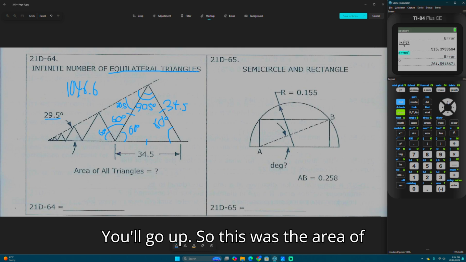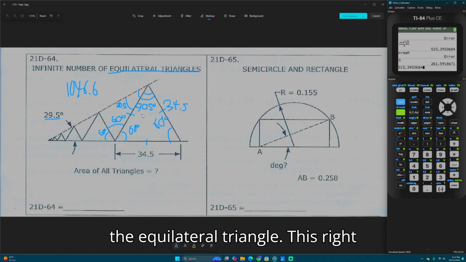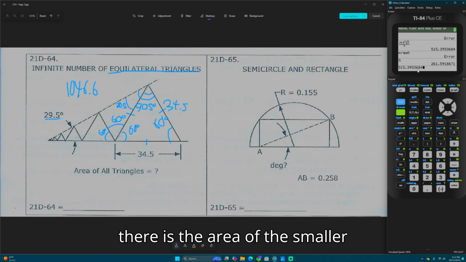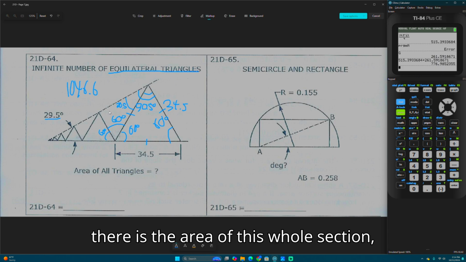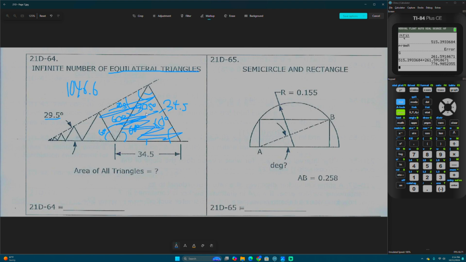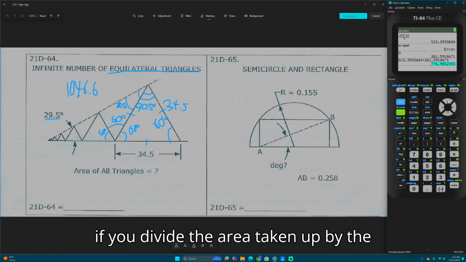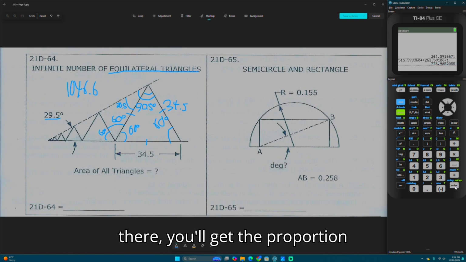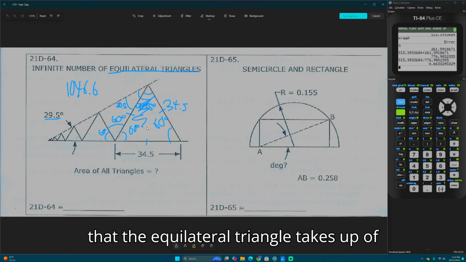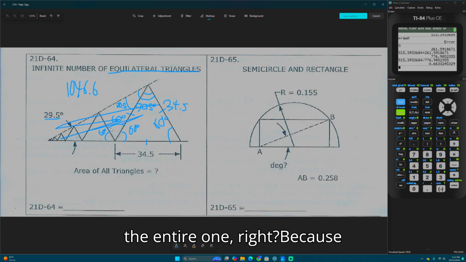You'll go up. So this was the area of the equilateral triangle. This right there is the area of the smaller triangle. Add them together. That right there is the area of this whole section, 776. And if you divide the area taken up by the equilateral triangle by that area right there, you'll get the proportion that the equilateral triangle takes up of the entire one, right?